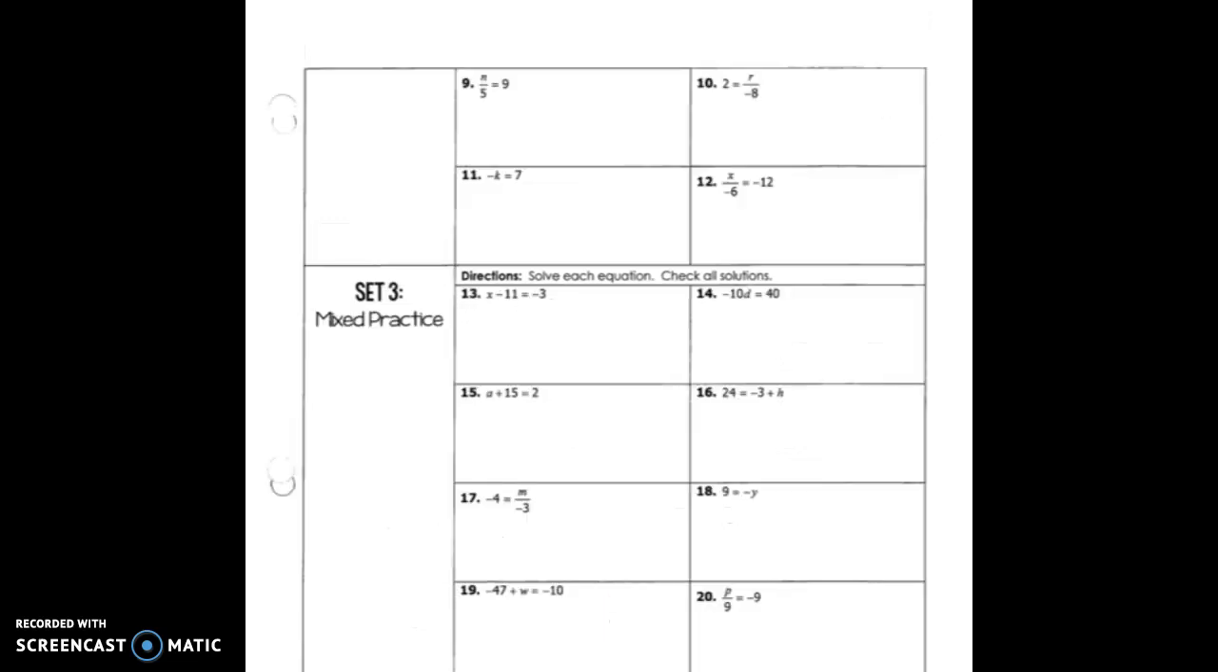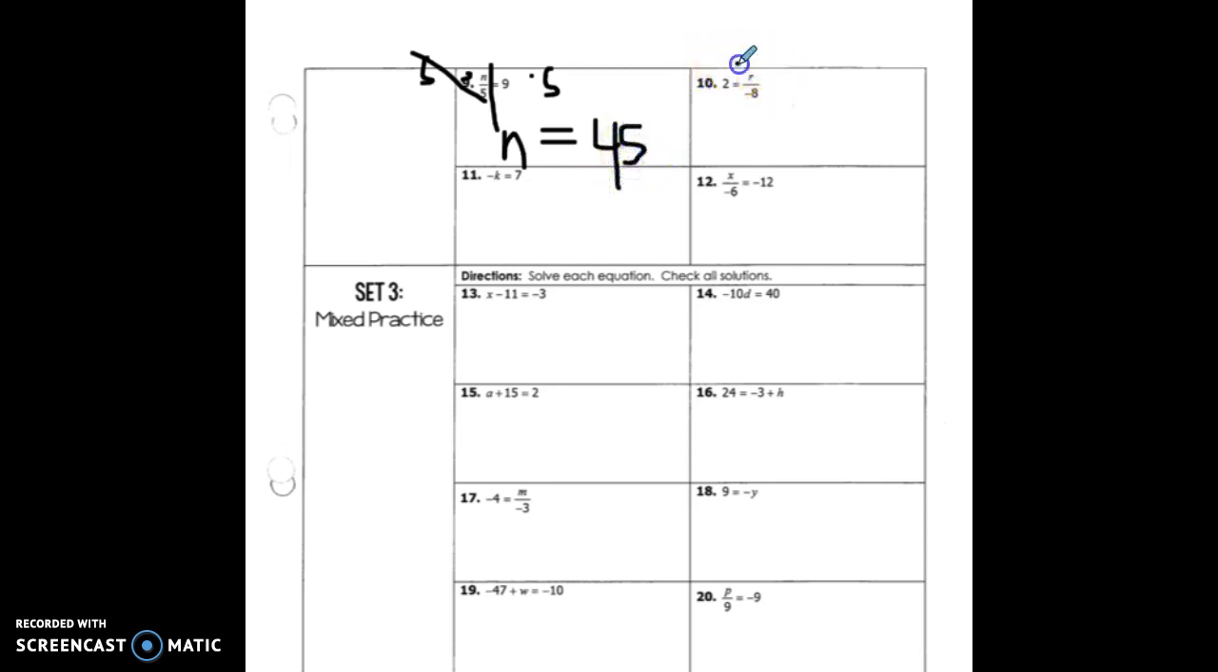I'm going to go to the next page, so go ahead and flip over, and all of a sudden you see some of these weird fraction ones. But you got to remember, this is the same as dividing by 5. So what's the opposite of dividing by 5? It is to multiply by 5. So I'm going to multiply by 5 on both sides. 9 times 5, my variable ends up being 45.